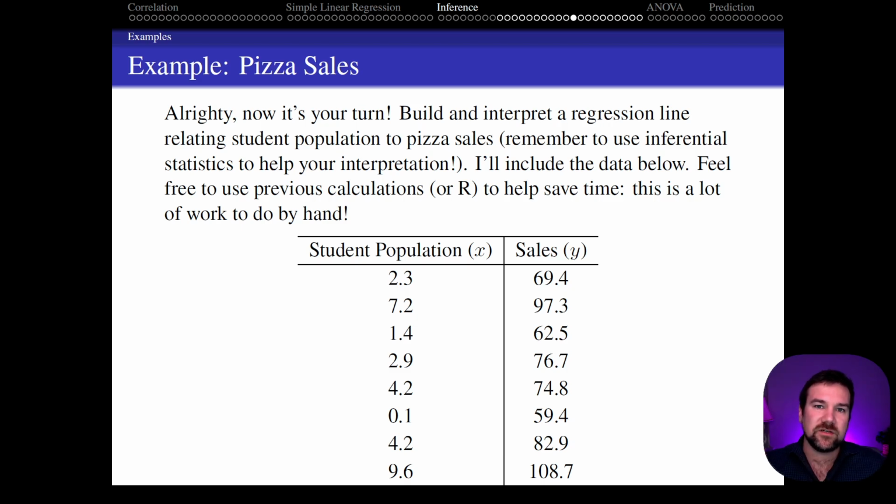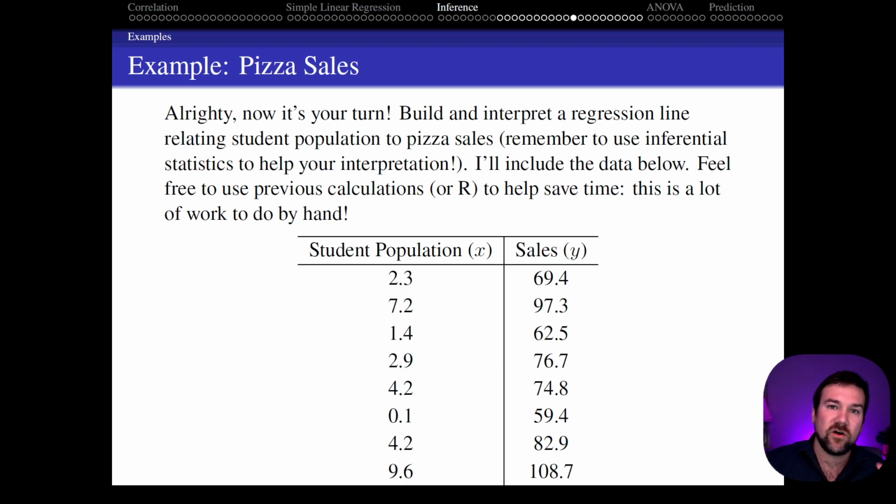You're going to find the best fit regression line. You're going to build confidence intervals for the intercept and slope. And you're going to do hypothesis tests comparing against 0 in a two-tailed test for the intercept and slope. I want you to try all of that on your own and see how you do.